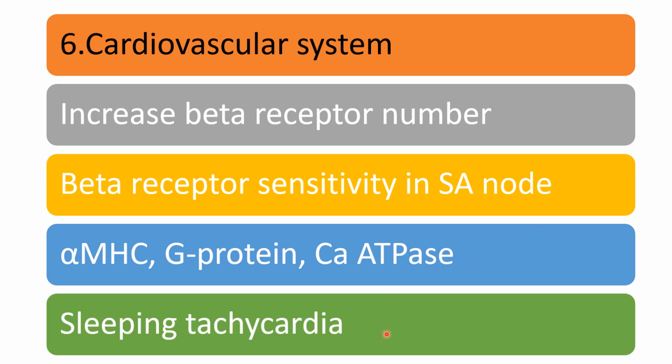The important feature of hyperthyroidism is sleeping tachycardia. Normally, pulse rate is decreased during sleep, but in the hyperthyroid state, the sleeping pulse rate is increased. This is an important sign of hyperthyroidism. Sleeping tachycardia is one of the important features of hyperthyroidism.